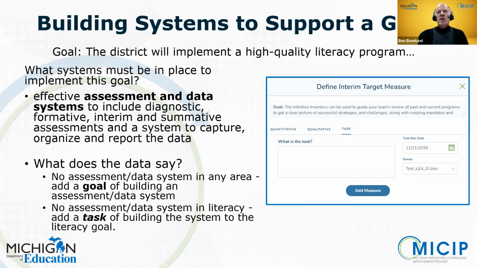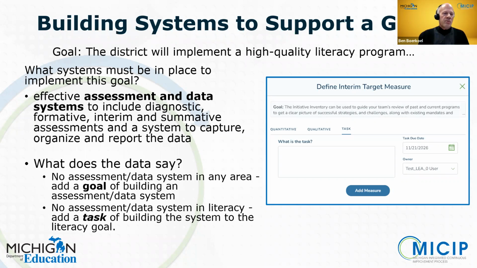So if you, for example, don't have an assessment or a data system in any area, then you might want to build an overall goal of building that assessment or data system across your entire curriculum. However, if you do find that you have an assessment and data system in other content areas, but not to support literacy, then there are several ways you could approach it, one of which is to add a task of building the system to the literacy goal, to support that literacy goal.